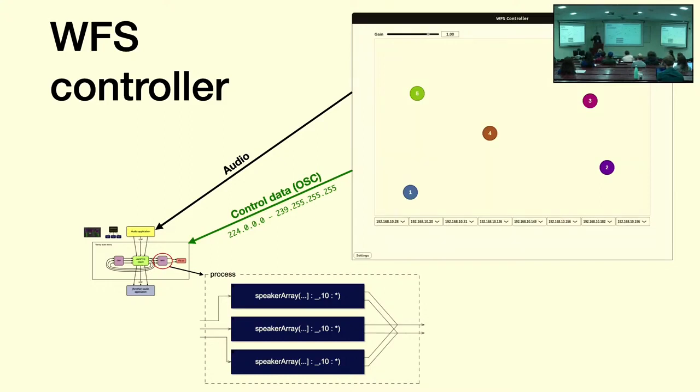And so the Teensies are all subscribed to the appropriate multicast address, and the application is sending control data. So it's telling each client where it is and which speakers it's in charge of. It's also telling each client where the sources are, and then the Faust algorithm does the rest.